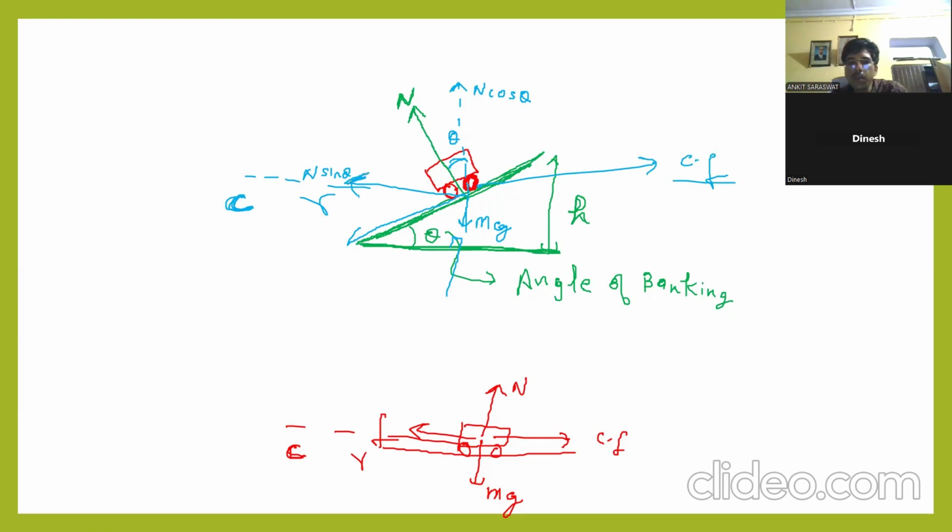Here, who will provide the centripetal force? Who will balance it? N sin theta. Let us suppose friction is not there. We are taking a case where friction is not there. Then N sin theta will be equal to the centrifugal force, that is mv square by r. Clear? And N cos theta is up, so it will balance the weight.